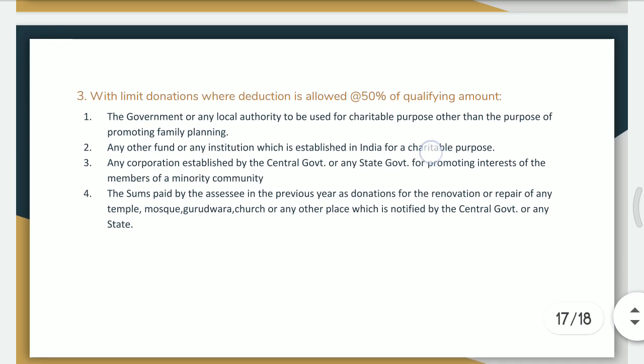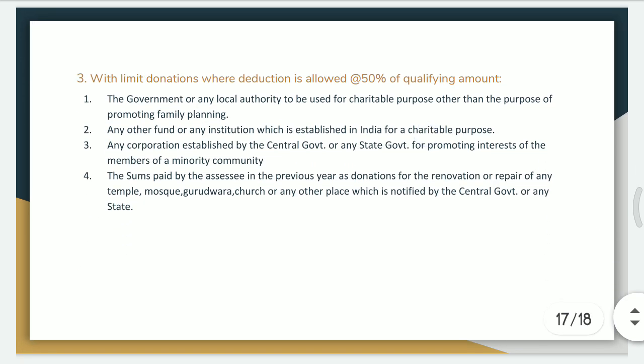With limit donations, where deduction is allowed at 50% of qualifying amount: the government or any local authority to be used for charitable purpose other than the purpose of promoting family planning, any other fund or any institution which is established in India for charitable purpose, any corporation established by the central government or any state government for promoting interests of the members of a minority community, and the sums paid by the assessee in the previous year as donations for the renovation or repair of any temple, mosque, gurudwara, church or any other place which is notified by the central government or any state.